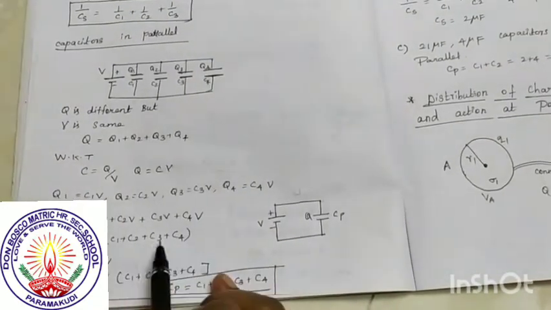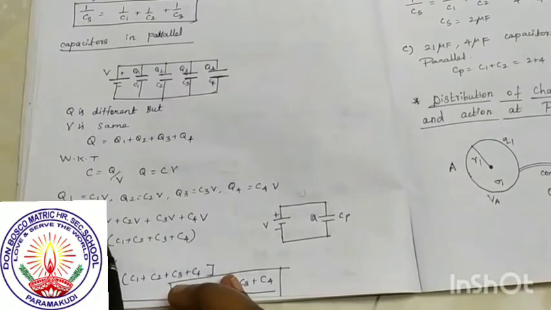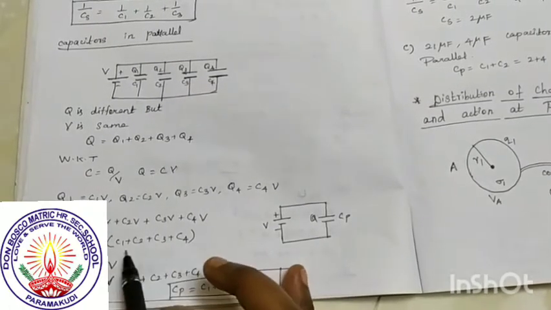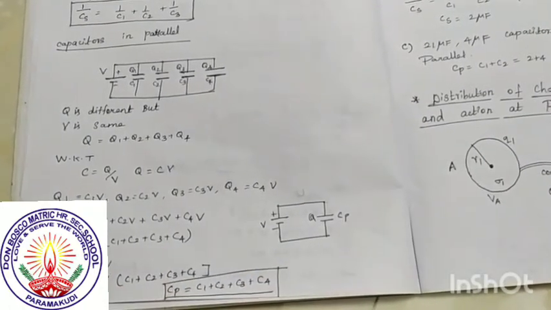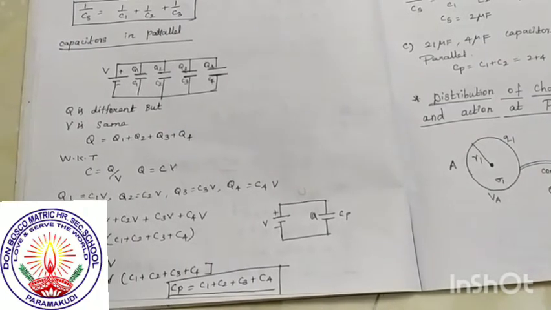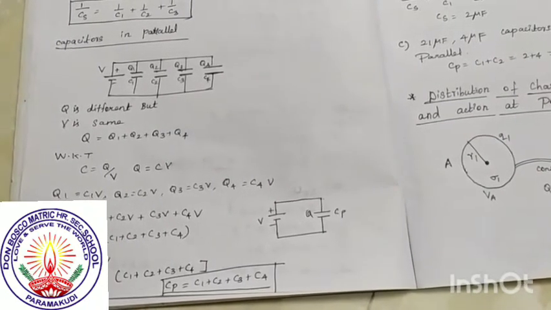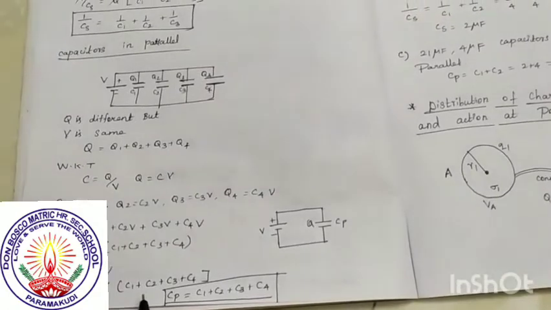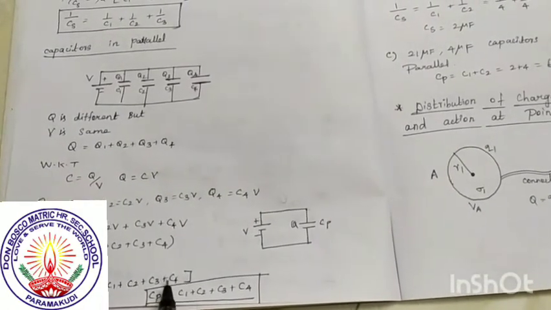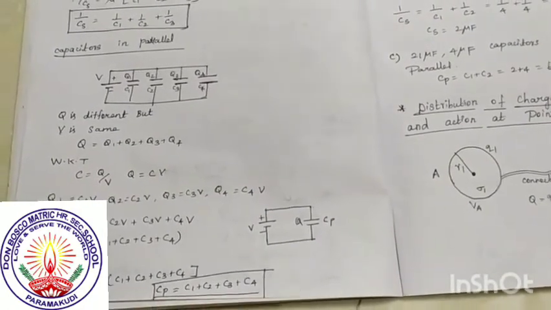So substitute the equation, and V is the common term. We have to take the remaining terms, C1 up to C4. Then what is the C value? Cp into V, V gets cancelled. The remaining term: Cp is equal to C1 plus C2 plus C3 plus C4. So this is the parallel connection.